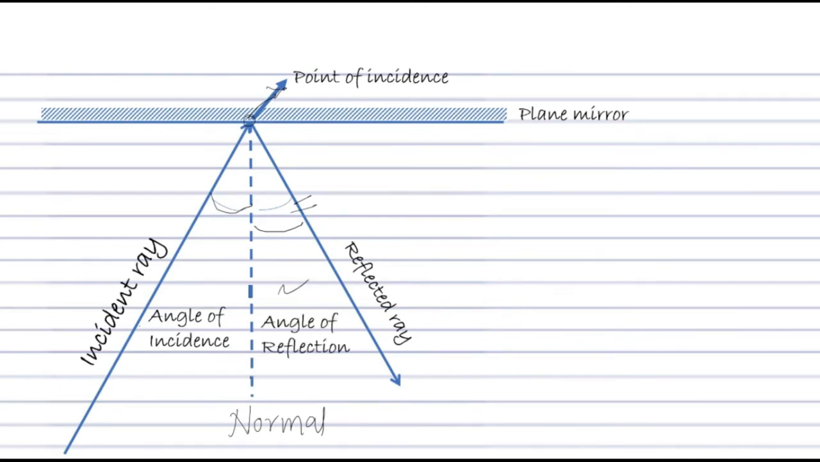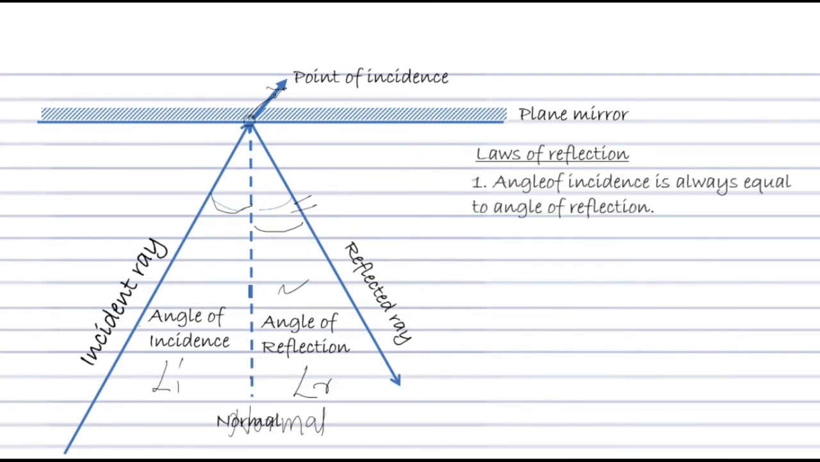After that, you have to write the laws of reflection. And what are the laws of reflection, right? First law: the angle of incidence is called angle I, and the angle of reflection is called angle R. Angle of incidence is always equal to angle of reflection.